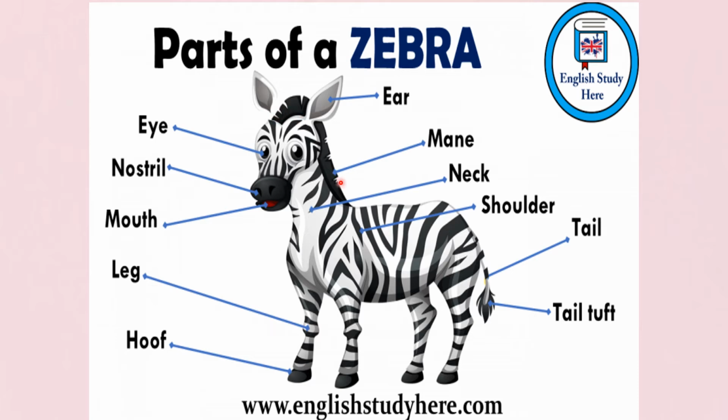Mane. A lion has hair on its neck. A lion has hair on the whole neck, all around on all 4 sides. But here you can see that our zebra has it only on one side, this side. This is the mane of a zebra, and these are the ears.